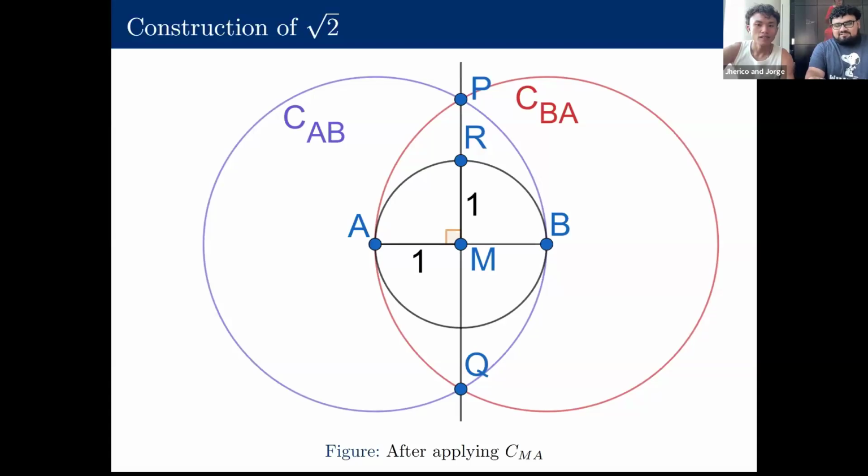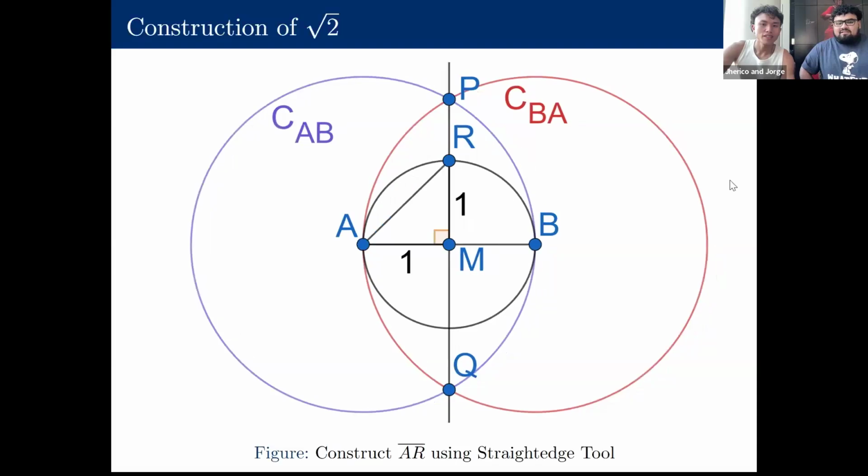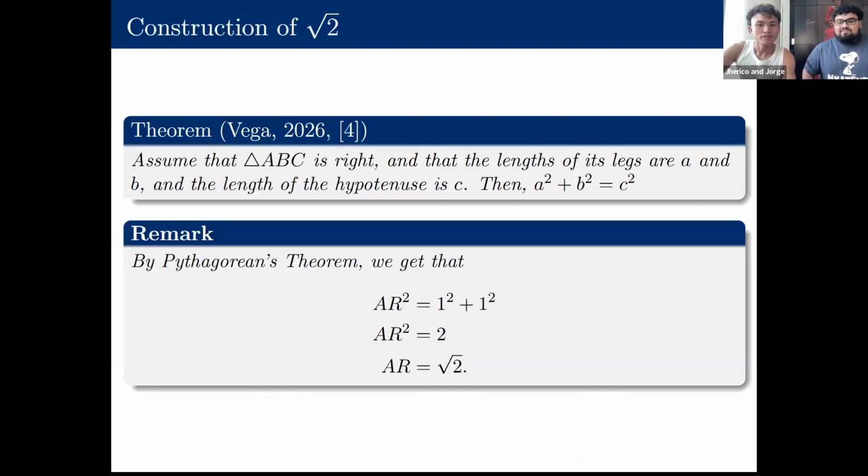So now, since we constructed the circle, we have AM and RM, which are both length 1 since they're the radius of our circle, with M being the center and A being a point on that circle. So now we can construct the line AR, which will be the hypotenuse of our triangle AMR. And then we can use the Pythagorean theorem to solve for that missing side length.